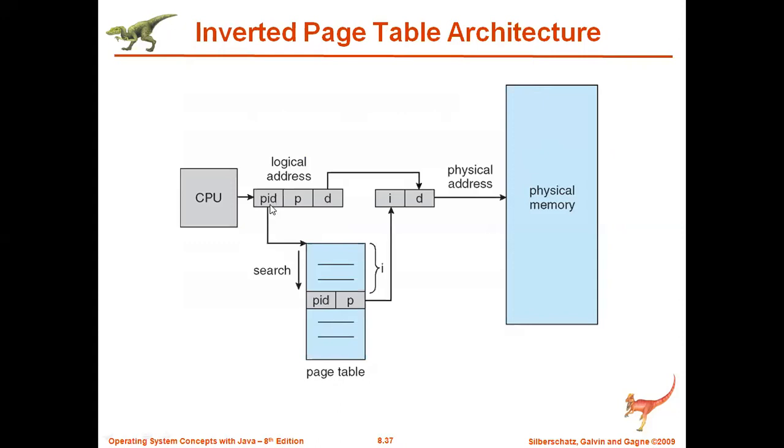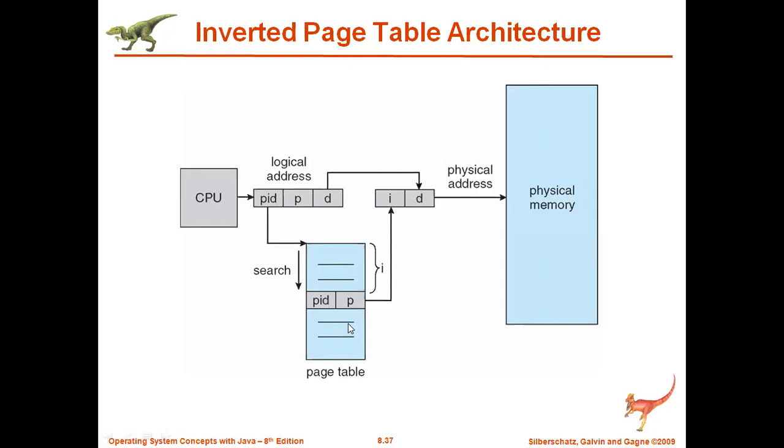How did it address this? Instead of maintaining 100 page tables, it used only one page table which can hold all the pages of all the processes. That is nothing but, irrespective of the number of processes, we are going to have only one page table in common for all the processes.